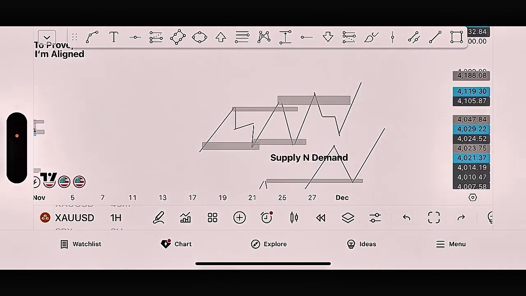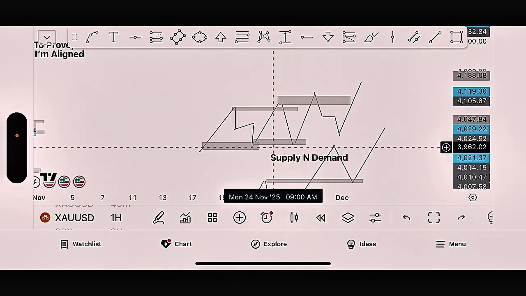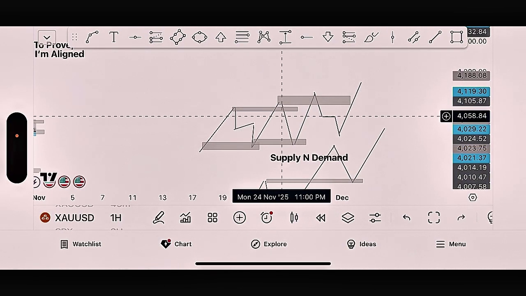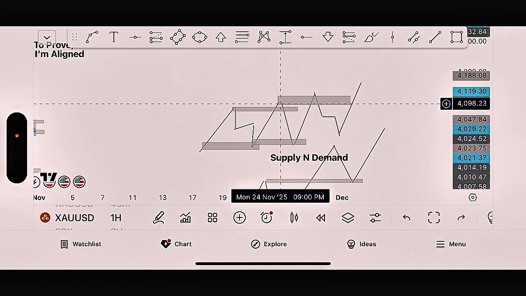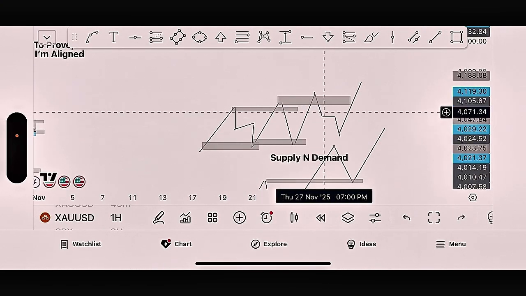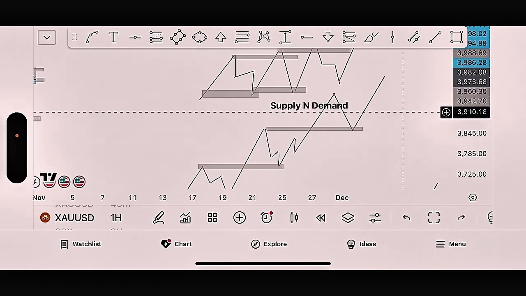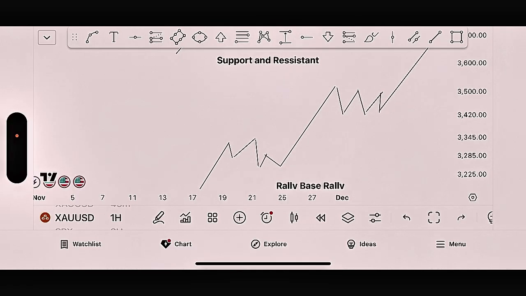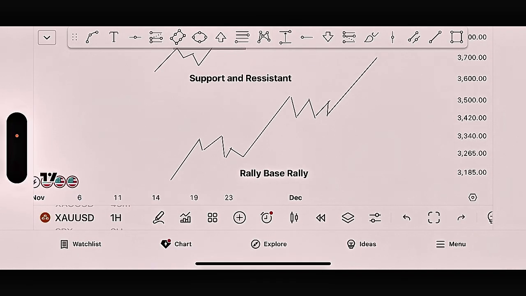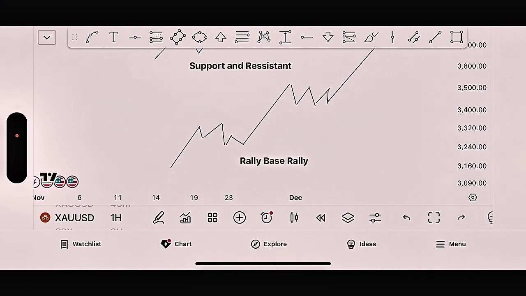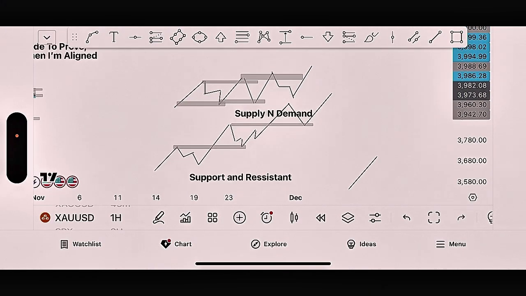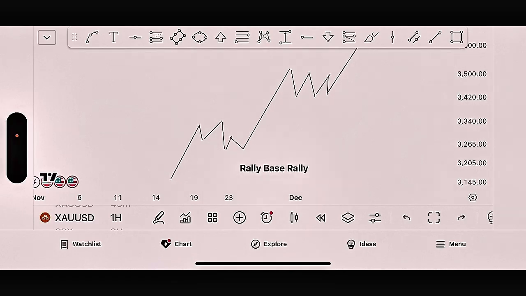See, this is supply and demand. Recap how you know its price won't go far. That is supply and demand. This is support and resistance, and this will be our rally base rally. I'll just delete all this and go back to the chart.